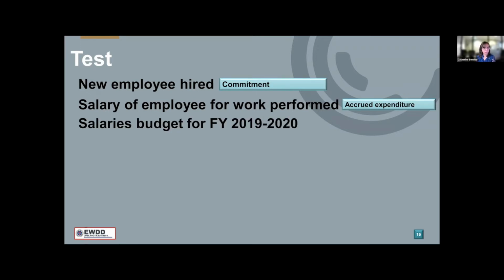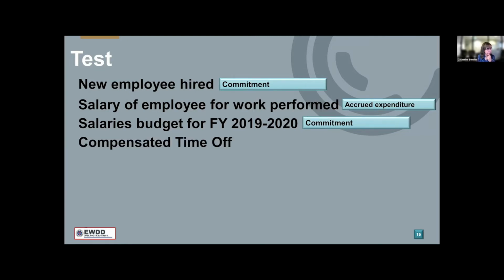Say your salaries budget for 21-22. Is that an obligation? No. It's just a commitment. Maybe it's not even a commitment. It's just a plan. Nothing goes in your expenditure reports on your salaries budget. Remember that, okay? Sometimes I see agencies, because they want to show that they have obligated their funds, actually include their salaries budget for the entire year. No, it doesn't become an obligation until the employee actually worked.